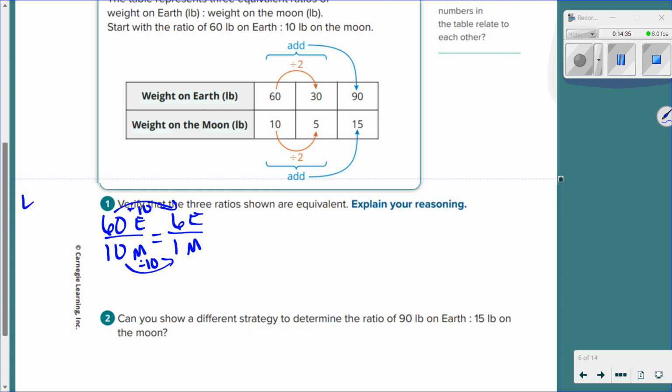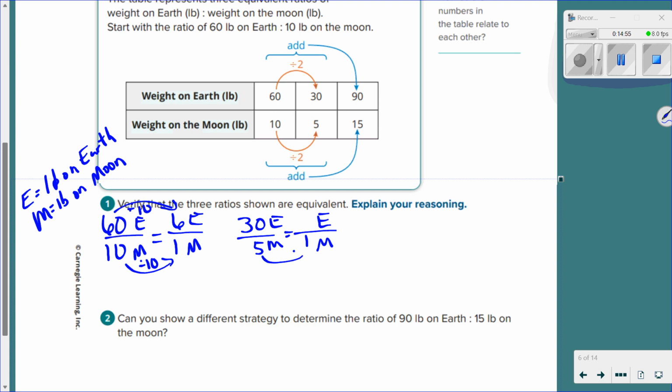Okay? And let me just add a key because this is driving me crazy. So E is the pounds on Earth, and M is the pounds on the moon. Okay? What if I start at 30 Earth and 5 on the moon? How do I go to 1 on the moon? Divide by 5. So guess what I do to the 30? Divide by 5. What do I get? Does that look familiar?